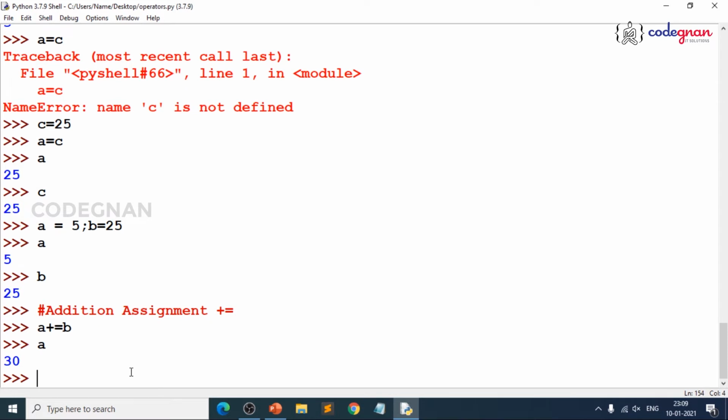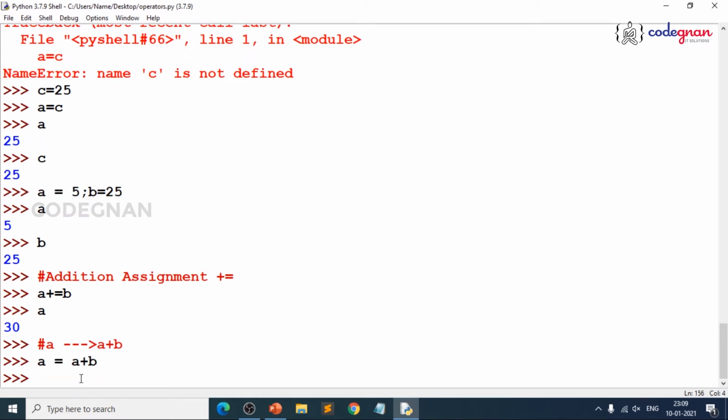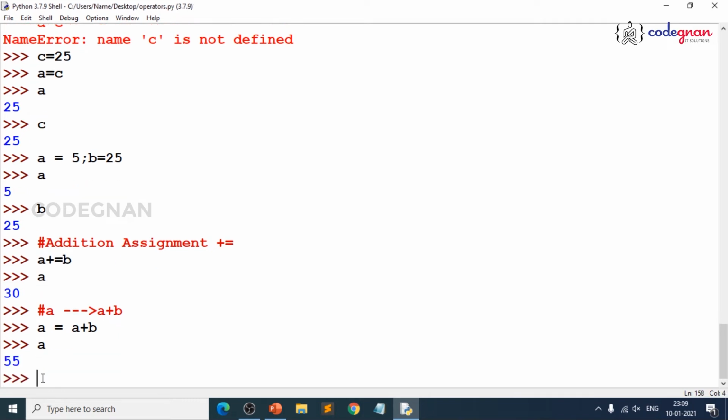How does that happen? If you generally think, what is a? 5. What is b? You are getting 25. So that means a and b are adding, right? Yes. That means that can be generally evaluated as a is equal to a plus b. The above expression can be read as a is equal to a plus b. This plus and equal to, you are just making sure that you are writing it in a single statement. And now the a value is again 55, because a plus b is, what is a? 30. What is b? 25. So 30 plus 25 is 55.